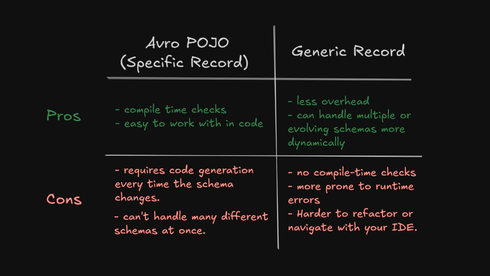In a real-world application, if you have well-defined, relatively stable schemas and you're working with homogeneous sets of messages, you'll likely stick with specific records. If your system needs to deal with many different event types or you don't want to regenerate your classes each time a schema changes, then generic record might be the way to go.